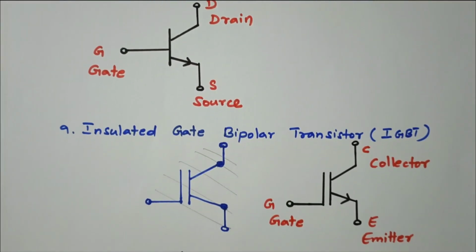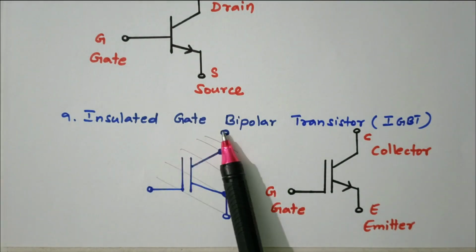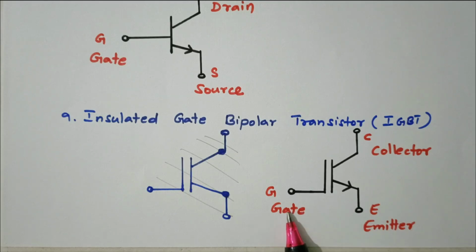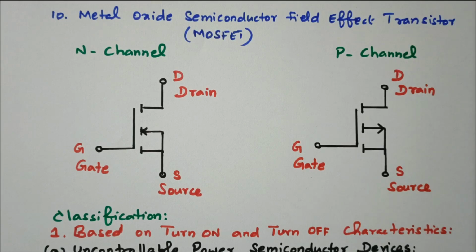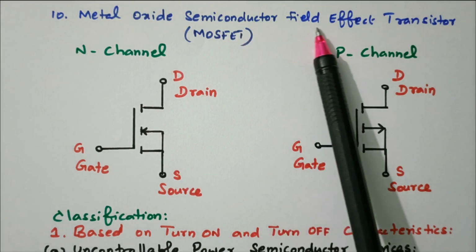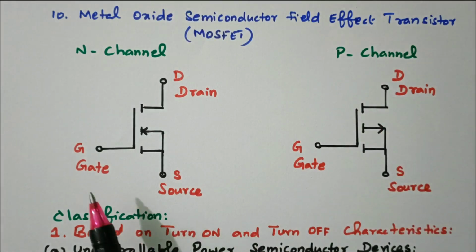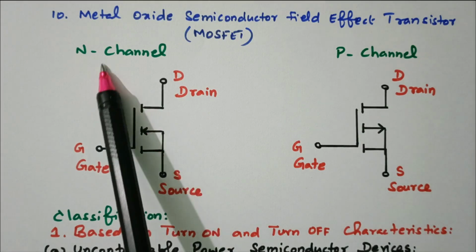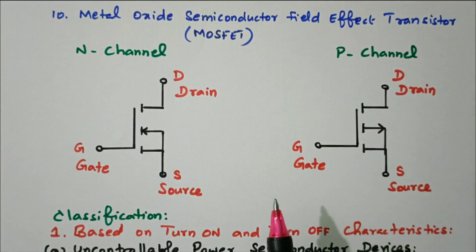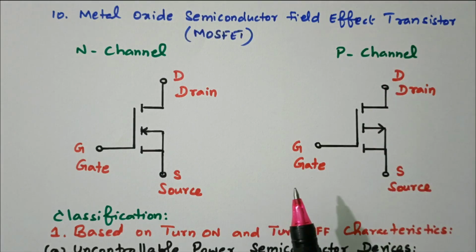Then IGBT, insulated gate bipolar transistor. Here gate, emitter, collector are available. There is a separate line given. That is the difference in the IGBT. Then we'll go to the MOSFET, metal oxide semiconductor field effect transistor. The two types available are N channel and P channel. Here we have three terminals, gate, source, drain. The arrow mark going inside is N channel, going outside is P channel. So these are all the various types of power semiconductor devices.